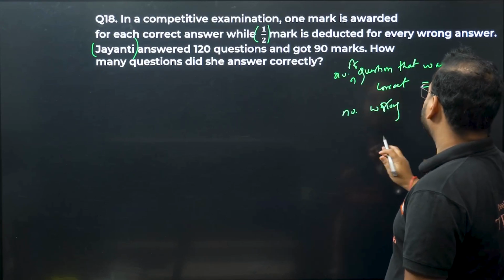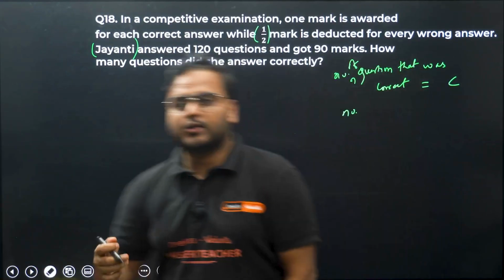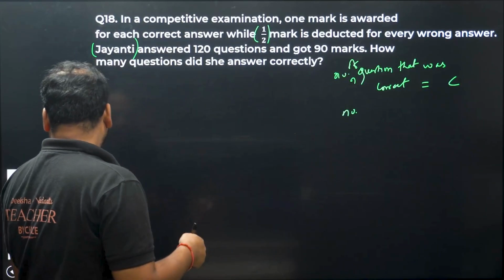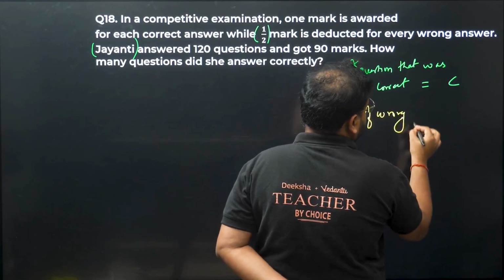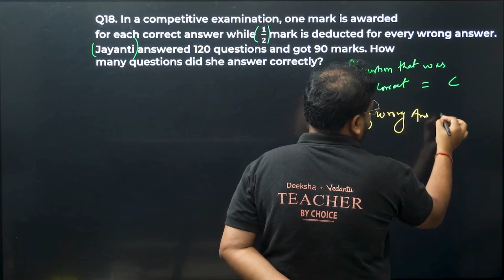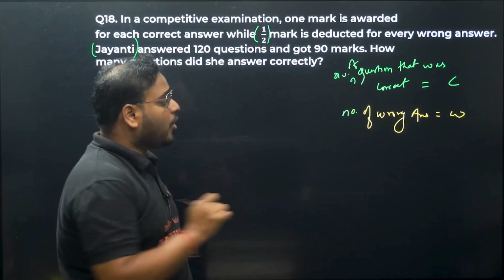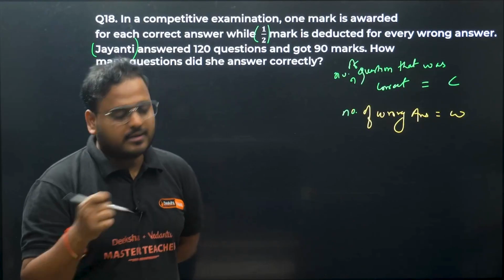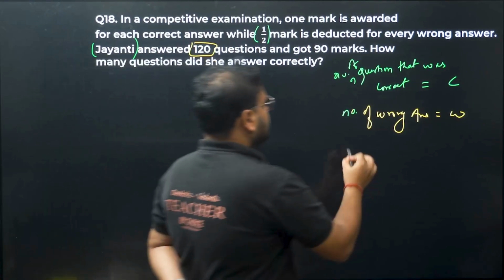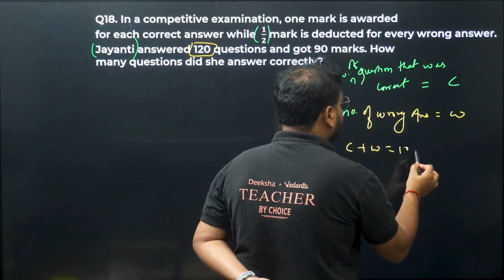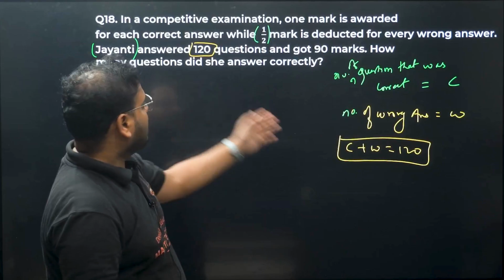Actually, I can do better. Number of correct answers is going to be C, and number of wrong answers, let's say W. Number of questions Jayanti got wrong is W, and number of questions got right is C. This is a total of 120 questions, right? It means C plus W has to be 120.